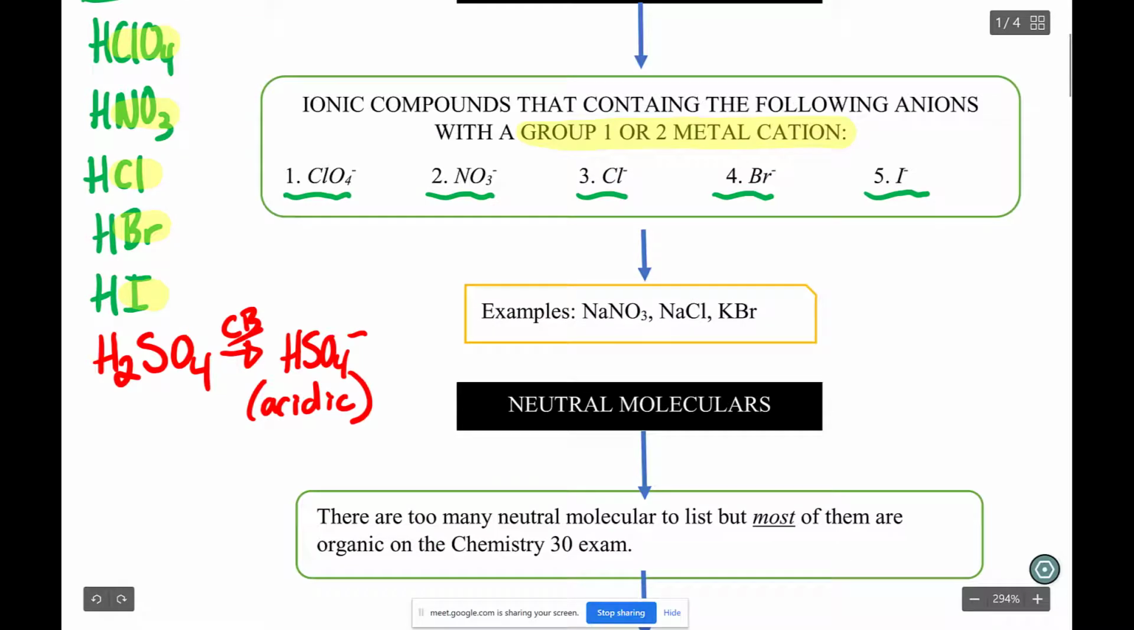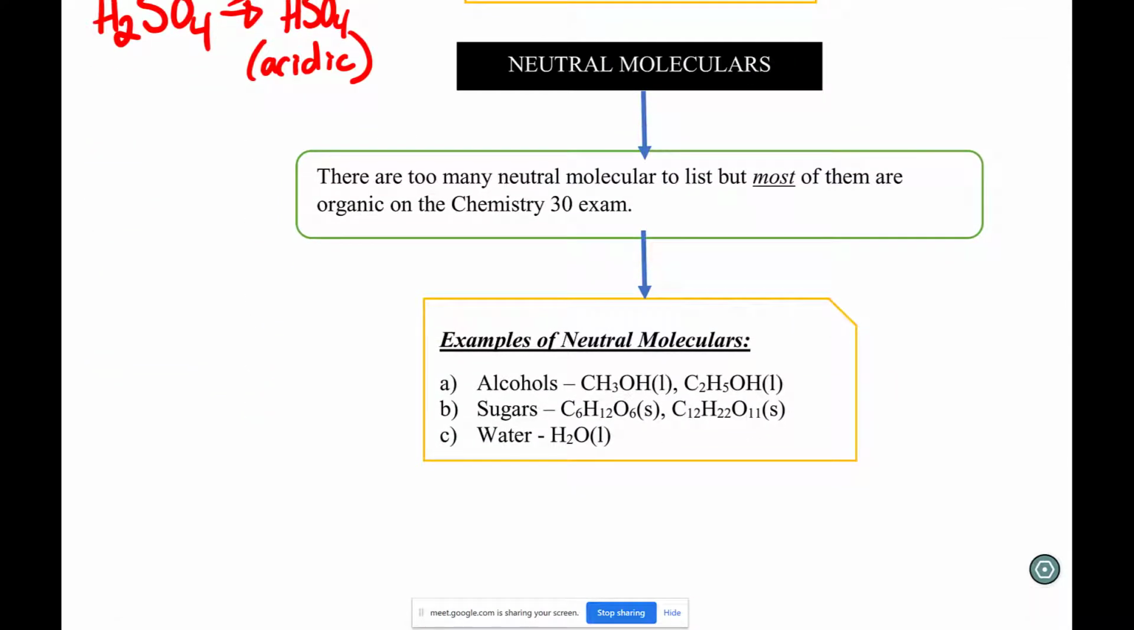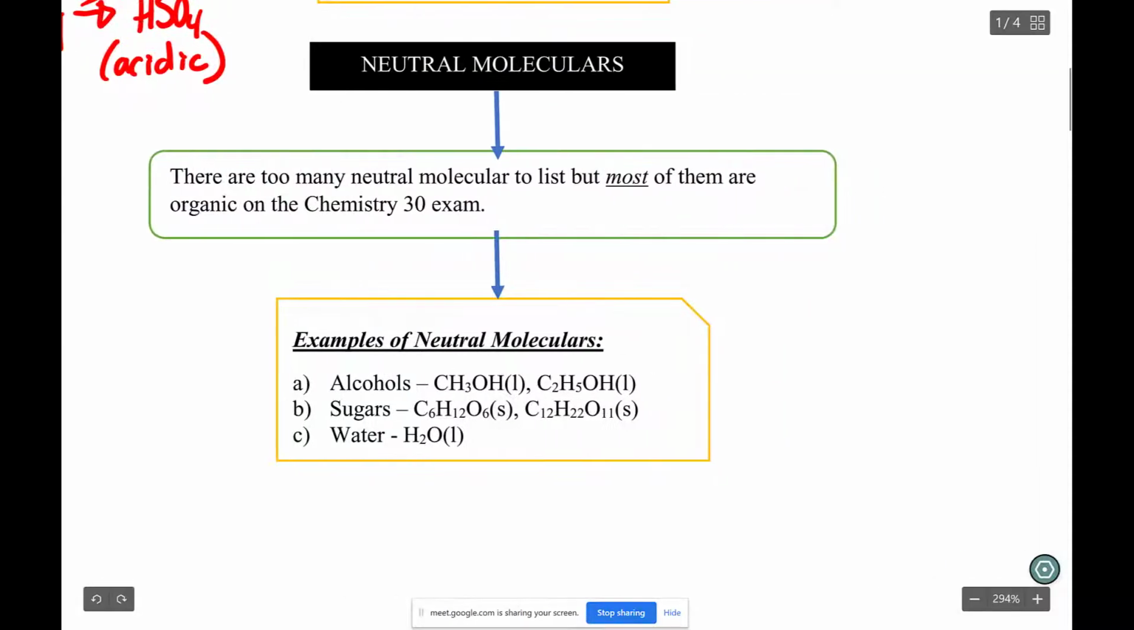Next, we'll look at neutral molecular compounds. There are many neutral molecular compounds, but we're just going to memorize a few of them. So the 3 that you really need to know at this level would be alcohols like methanol and ethanol. These are organic compounds and they are not acidic or basic. Sugars like glucose or sucrose, and pure water.